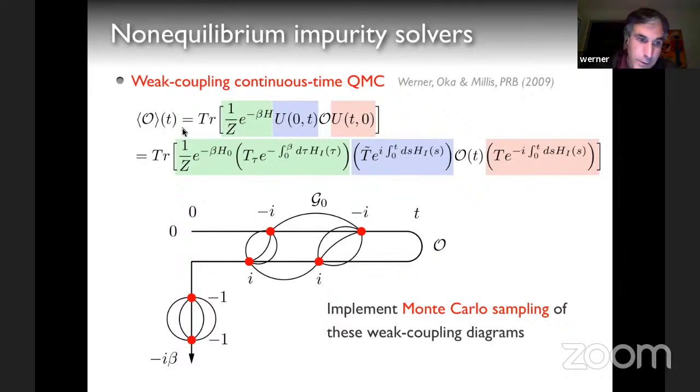Some people may spot the potential problem with this algorithm. Namely, you can see that these vertices on the real-time branches come with complex factors minus and plus i. And also these non-equilibrium Green's functions are complex valued functions. So in this Monte Carlo sampling, we have complex weights. And that implies that there is a sign problem. And this sign problem gets more and more severe as we extend this contour and insert more and more operators on the real-time contour. And so in practice, this type of Monte Carlo approach is limited to relatively short times.